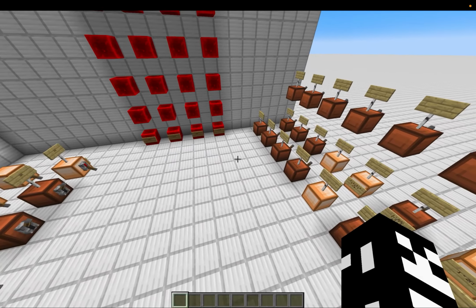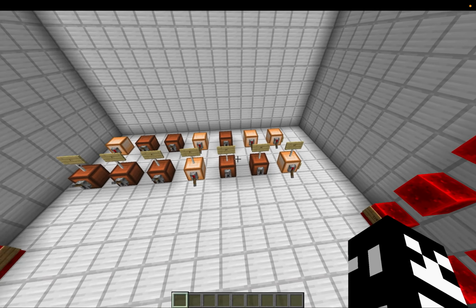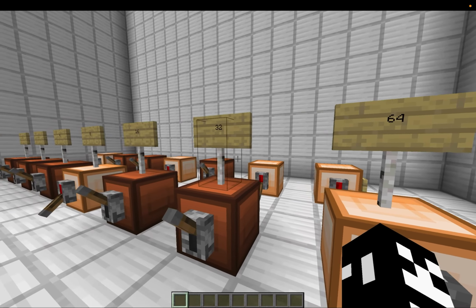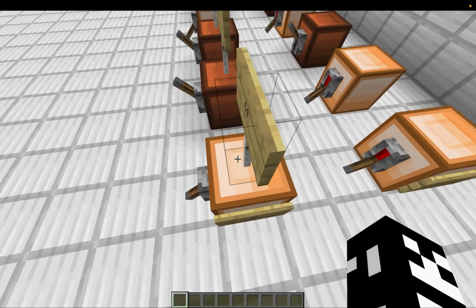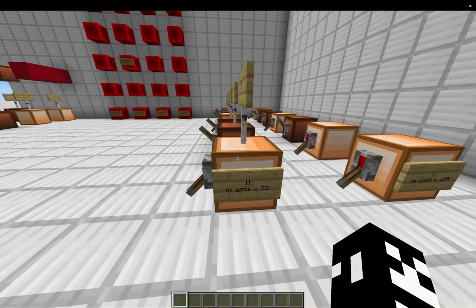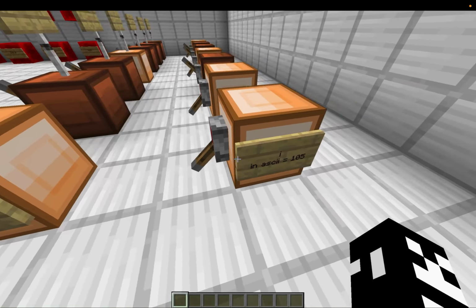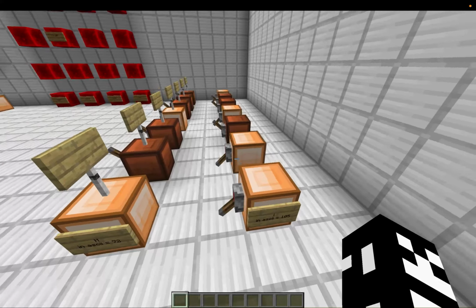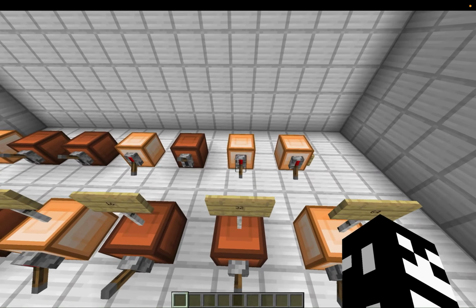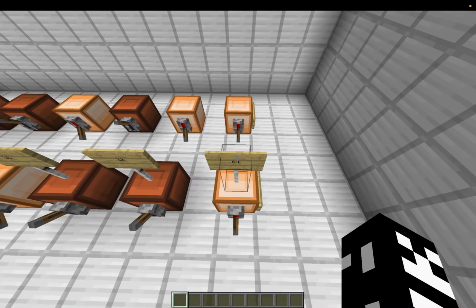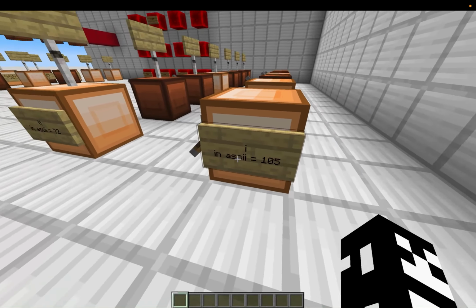So we have 127 total. How many lamps do we need to represent them? We need 7 lamps because, look, 64 plus 32 plus 16 plus 8 plus 4 plus 2 plus 1 is 127 total. So to represent letter H, we need 72, and 72 is 8 plus 64. To represent lowercase I is 105. We turn these lamps on. So 1 plus 8 is 9, plus 32, let me think, 41, and 41 plus 64 is 105. So we have capital letter H, lowercase I.